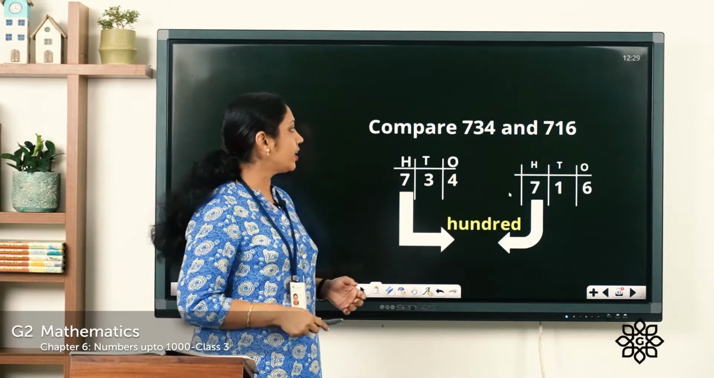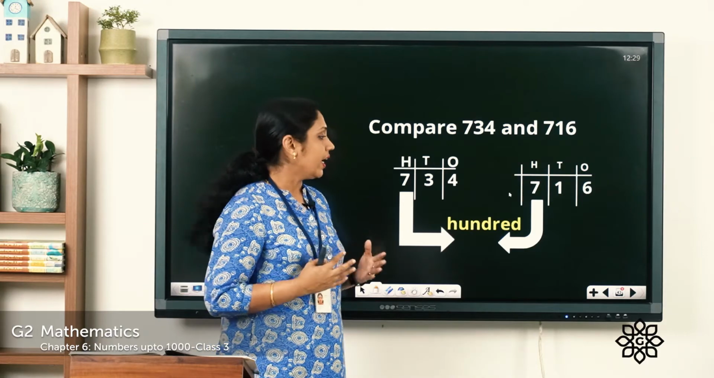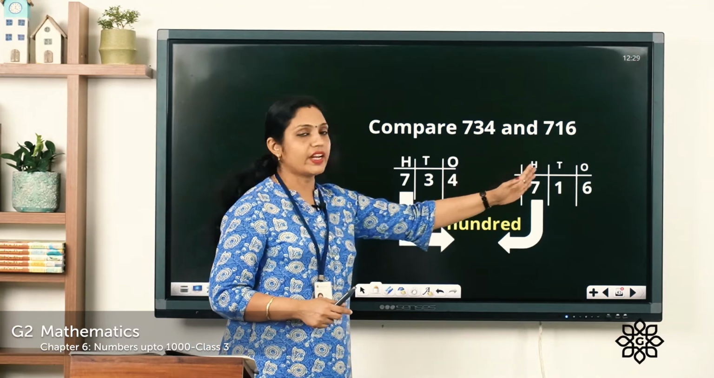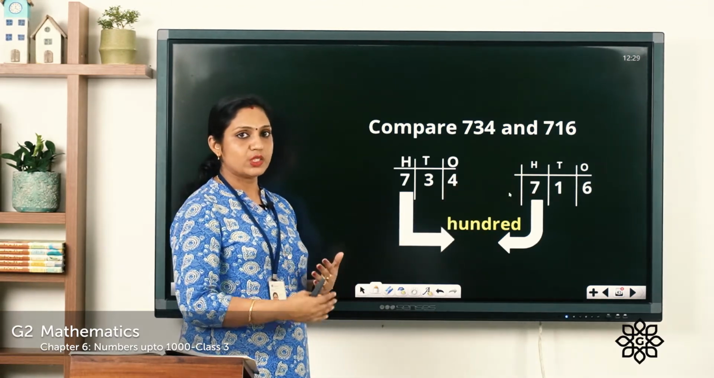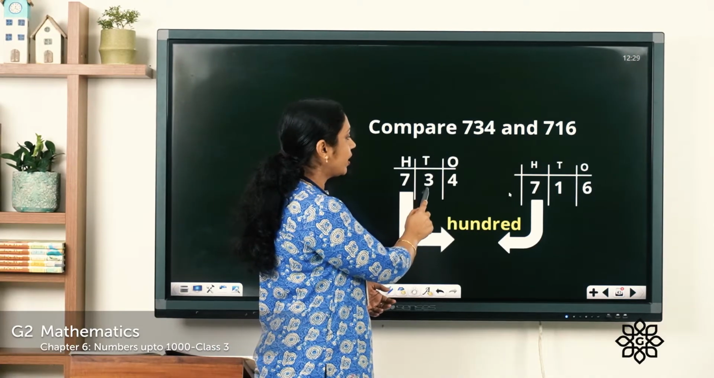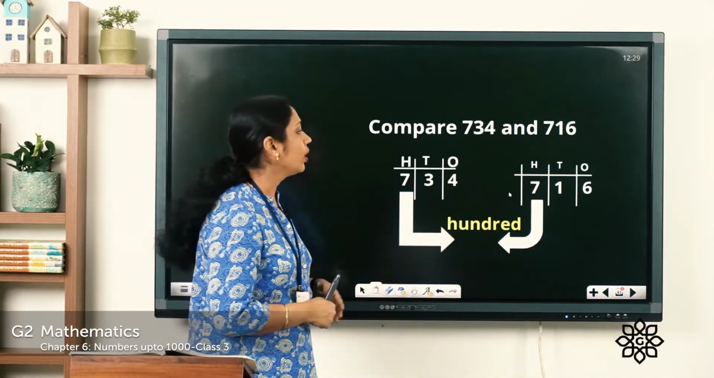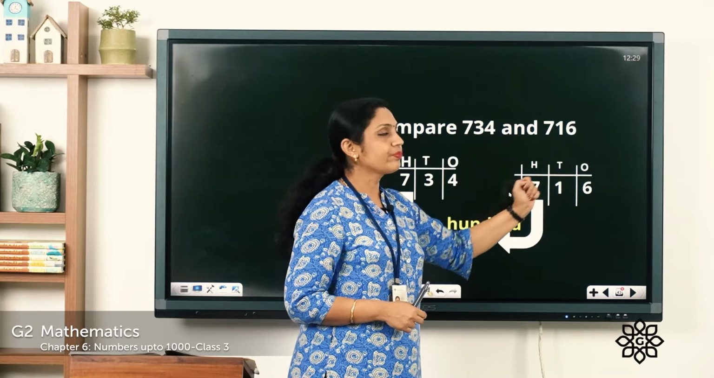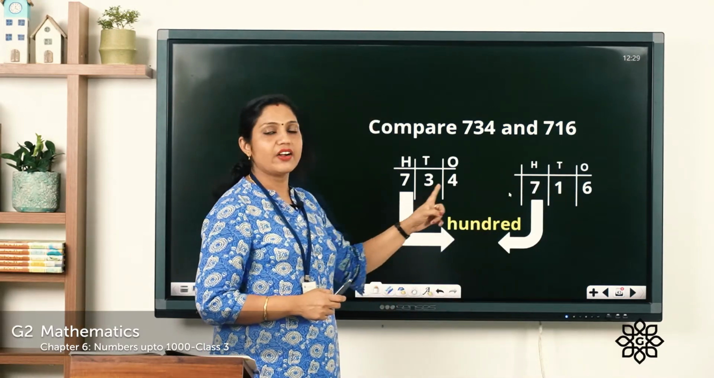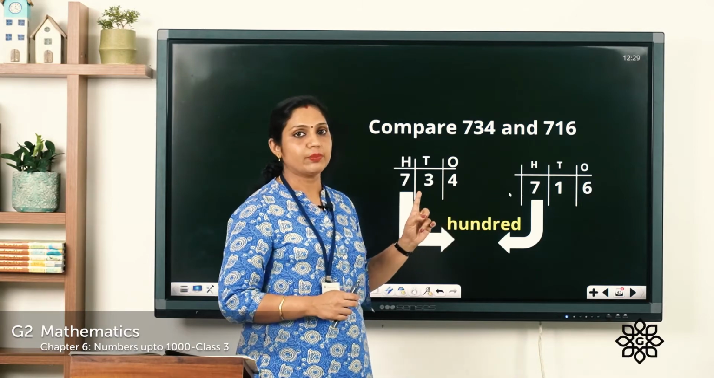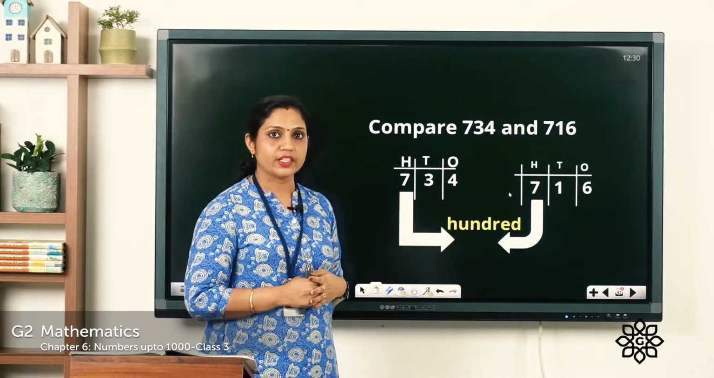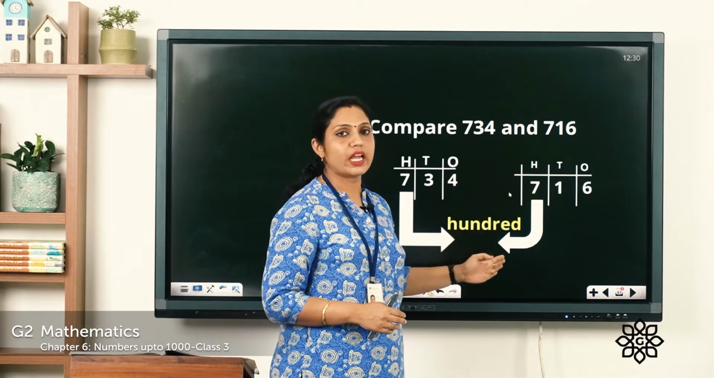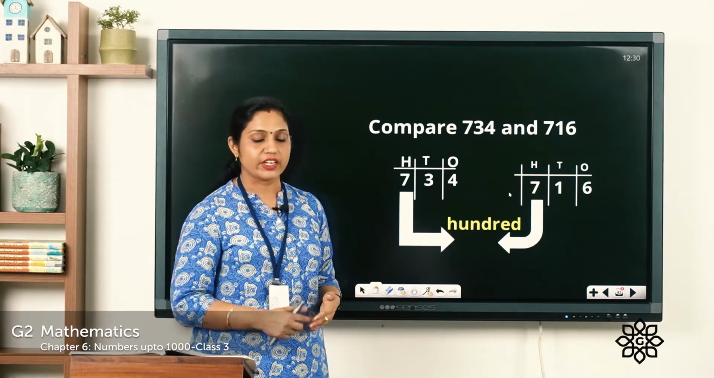Now we compare 734 and 716. In this, both the numbers are 3-digit numbers. When we write it in the place value, we have 7 hundreds, 3 tens and 4 ones in the number 734. And for the number 716, we have 7 hundreds, 1 ten and 6 ones. So in the hundreds position, both the numbers have 7. So how can we find out which number is greater? Here in the number 734 we have 700, and in the number 716 also we have 700.